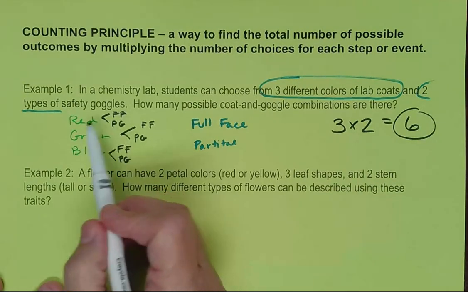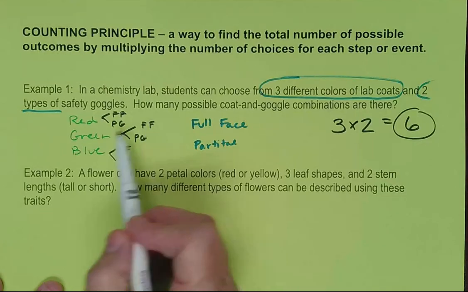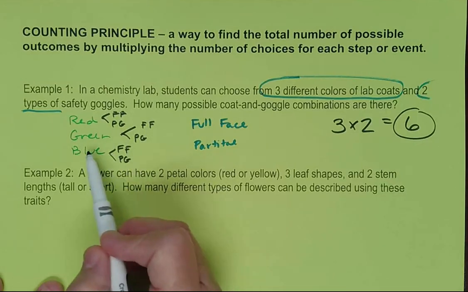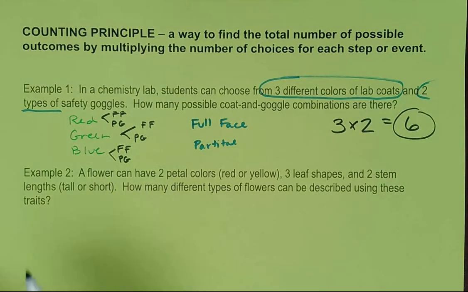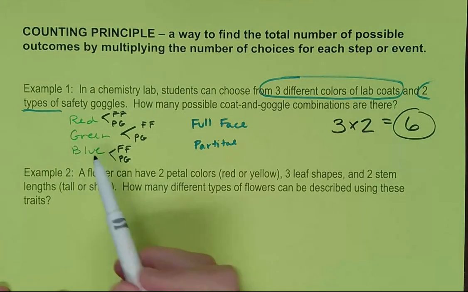Red and full face or red and partial. Green and full face, green and partial. Blue and full face, blue and partial. So that's how you do these. And the more things you have, the harder it is to draw this tree diagram.